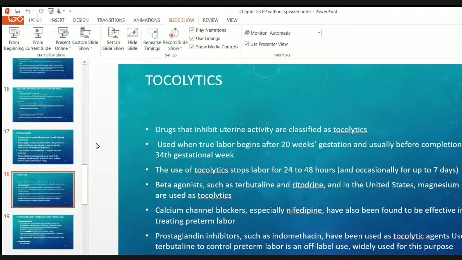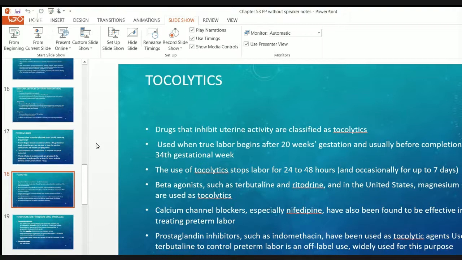We have beta agonists such as terbutaline, which we're going to talk about extensively, and ritodrine, and then also in the United States, magnesium sulfate, which are used as tocolytics. I can say typically it's either terbutaline or magnesium sulfate. Calcium channel blockers, especially nifedipine and Procardia, have been used and found to be effective in treating preterm labor as well. Then we also have prostaglandin inhibitors such as indomethacin, which has been used as a tocolytic agent. The use of terbutaline to control preterm labor is an off-label use.